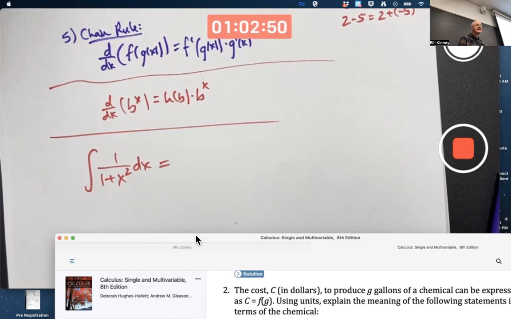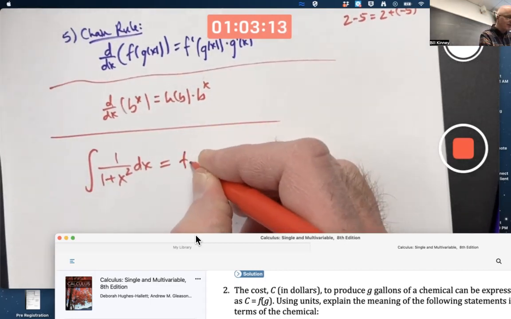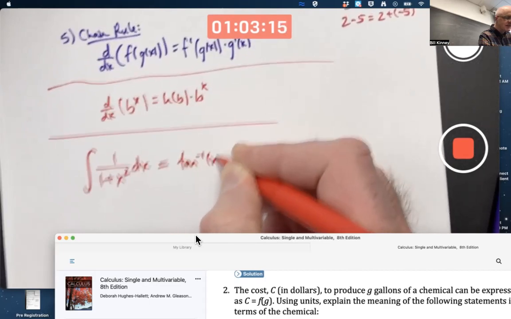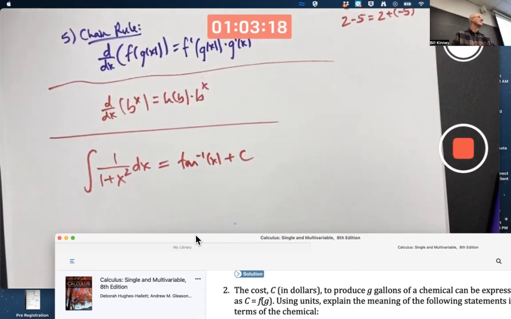Pretend this integral thing is talking to you. And it's saying, give me the most general antiderivative of 1 over 1 plus x squared. Give me the most general function whose derivative is 1 over 1 plus x squared. If you didn't know that the derivative of inverse tangent is 1 over 1 plus x squared, you'd have no idea what to do. But you do know that. So it's actually a very easy problem. Inverse tangent of x plus c, done.